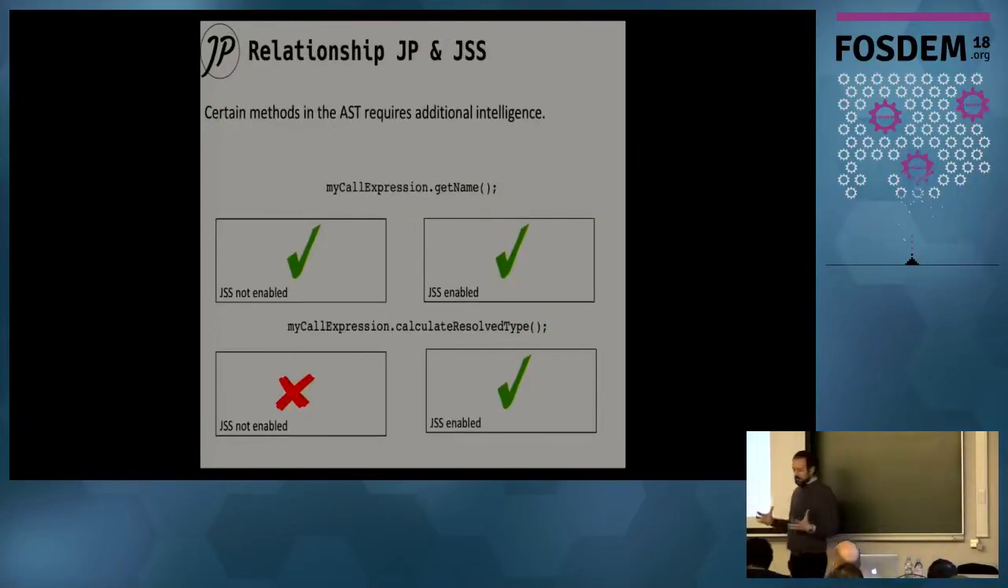The integration of the type solver with JavaParser works in this way. You take nodes of the abstract syntax tree, and you have some methods that require symbol resolution and some methods that work all the time. For example, if I have a node of the abstract syntax tree representing a method call, I can always get the name, because the name is in the code itself. I have this information directly in the abstract syntax tree, so this works also if the Java symbol solver is not enabled.